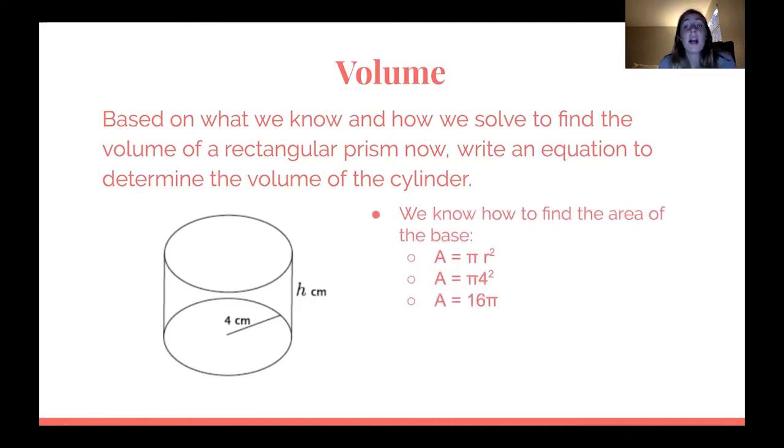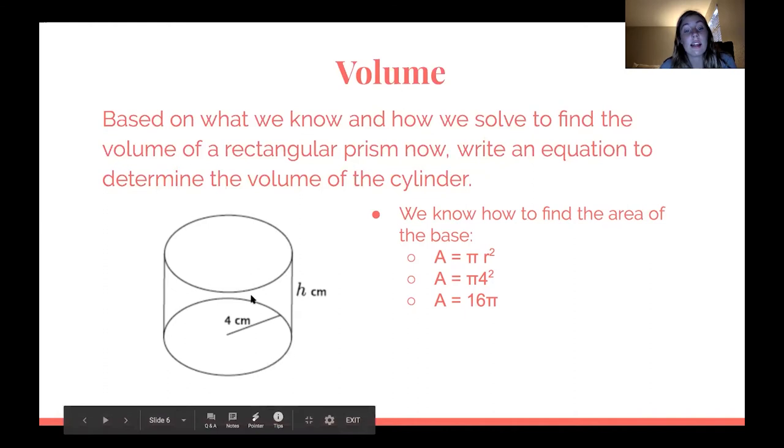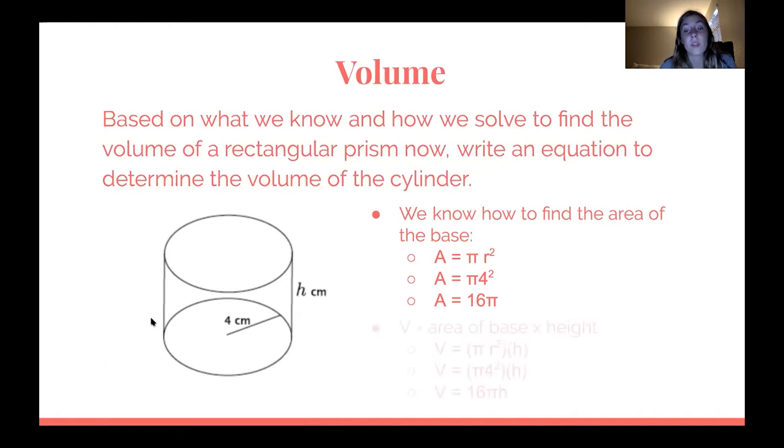So we know how to find the area of the base. We have our area equals pi r squared. What's our R? What's our radius? Well, here they give us our radius. It's 4 centimeters. So we plug our 4 in for R, and 4 squared is 16. 16 times pi is 16 pi. So we know the area of our base is 16 pi.